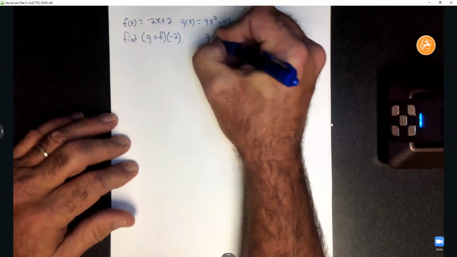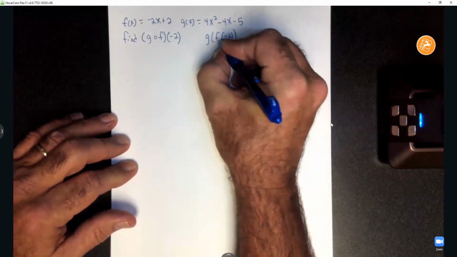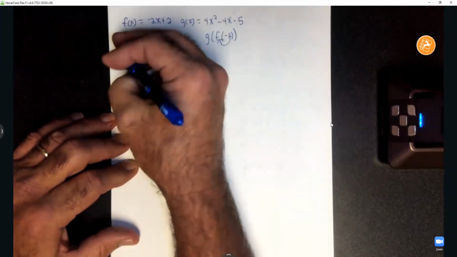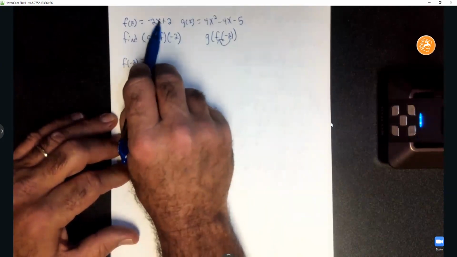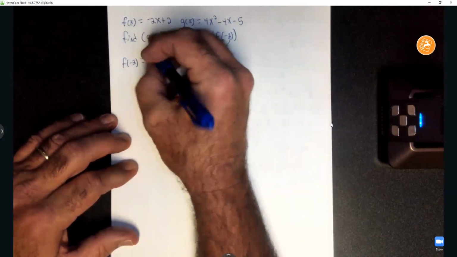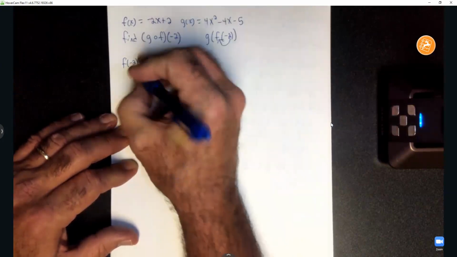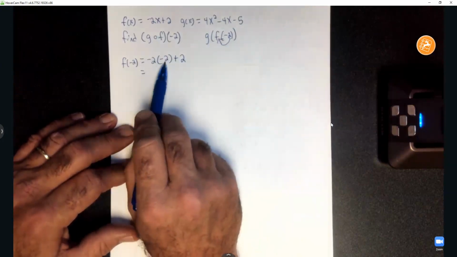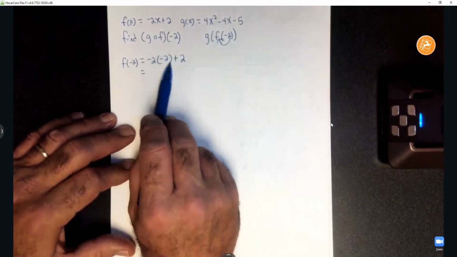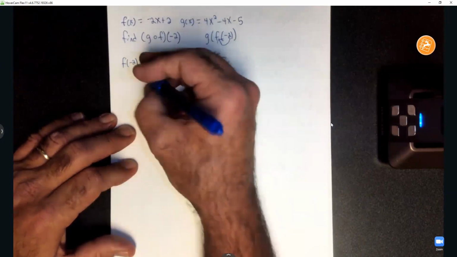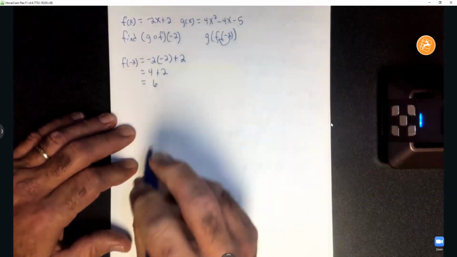So remember, this is like G of f of negative 2. So we take the negative 2, put it into the f equation first. So that means you're really going to be finding f of that negative 2. So we're going to put a negative 2 in for the x. So we got negative 2 times negative 2 plus 2. So it still looks like negative 2x plus 2, except now our x is at negative 2. So let's multiply first. So negative times negative makes that a positive 4 plus that 2, which gives me 6.